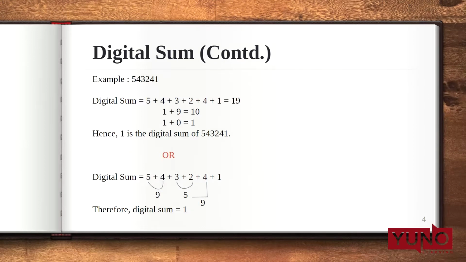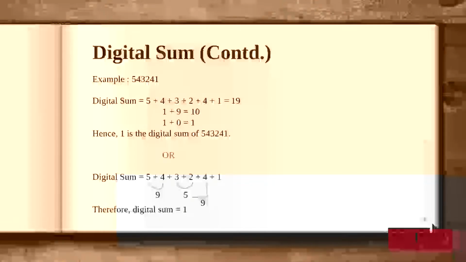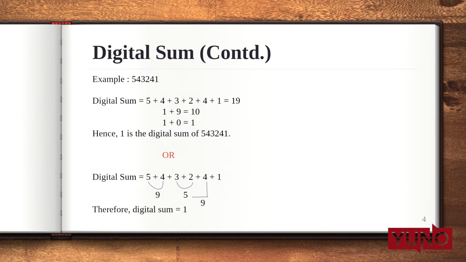Let's see an example. For example, we have a number, say 543241. We need to find the digital sum of this number. There are two ways we can do it. The first is the normal method in which we are adding all the digits of the number. 5 plus 4 plus 3 plus 2 plus 4 plus 1 equals 19. Now 9 plus 1 equals 10 and the digital sum of 1 plus 0 is 1. So the digital sum of this number is 1.